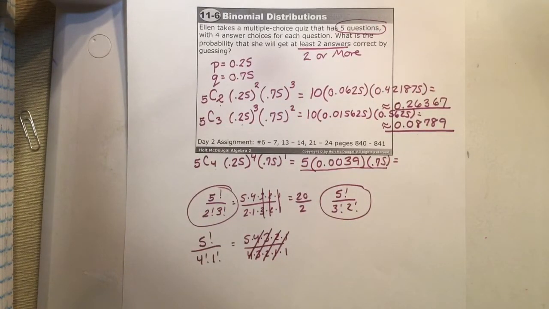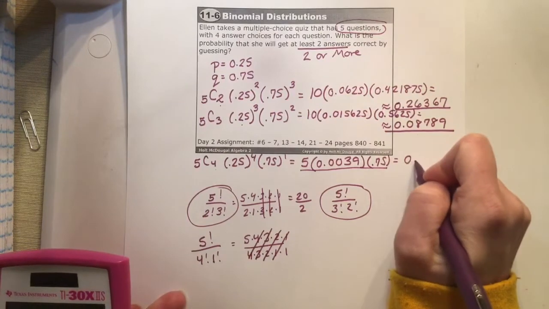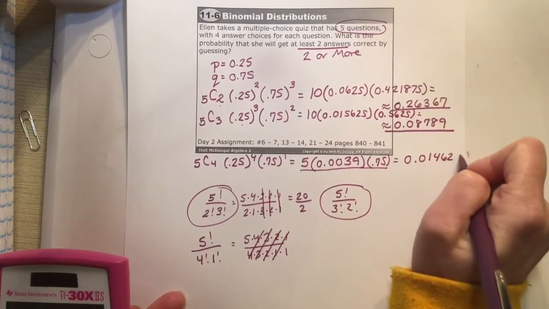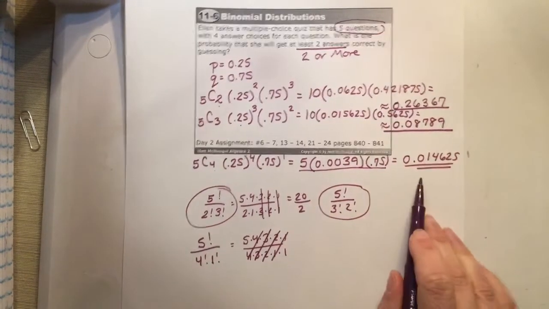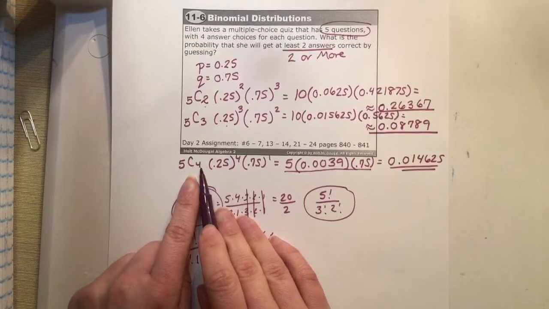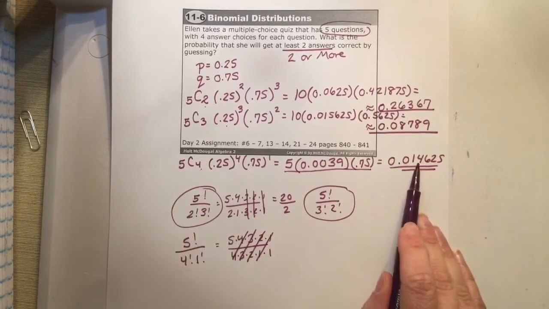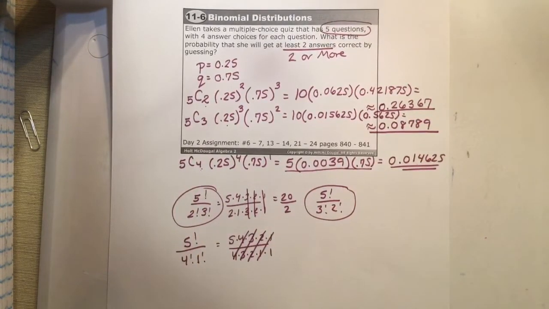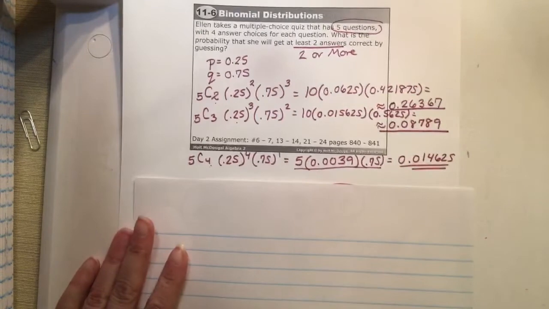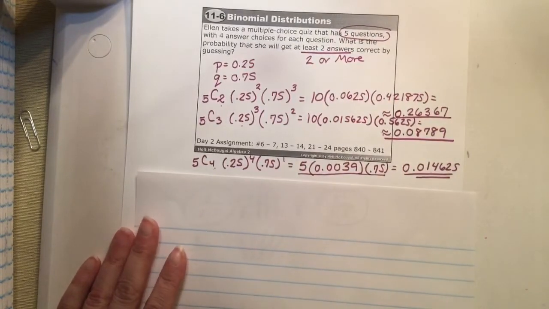5 times 0.0039 times 0.75. I have 0.014625. So if you are just guessing, your chance of getting 4 questions right out of the 5, you guys, it's like 1.5%. As you can see, as we're saying that you're getting more correct, the chances of that happening are getting less and less. We have 1 more to go because it says 2 or more.